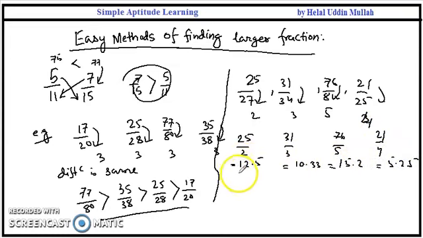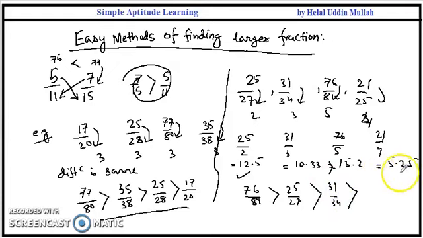So here the values of these divisions are in this order. If we arrange them, 15.2 is the highest value here, so we take this fraction first. 76 by 81 will be the largest. Next, 12.5 is associated with 25 by 27. Next, 10.33 is associated with 31 by 34. Next, the smallest value is 5.25, which is associated with the fraction 21 by 25. In this way we can find the descending or ascending order of fractions where the difference of numerator and denominator is not equal for all the fractions.